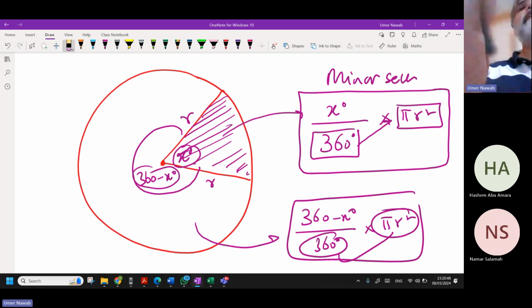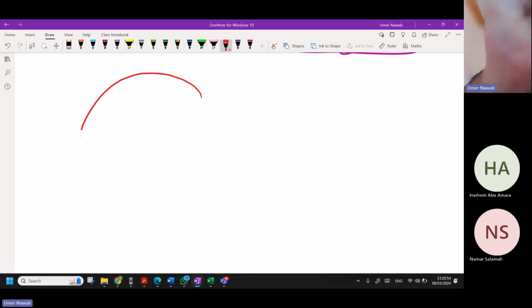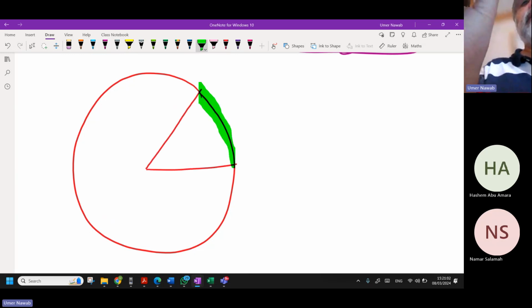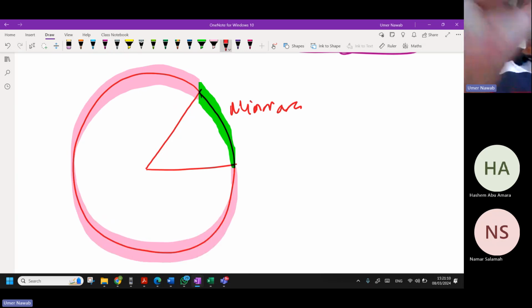Now, if in the exam, the examiner is not interested in the sector, he is interested in the arcs. So I just want to tell you guys, this is the minor arc. This is the minor arc, and this is the major arc. This is the major arc.